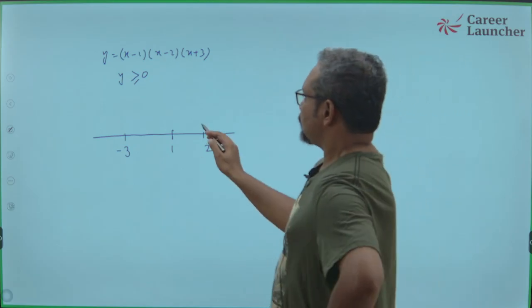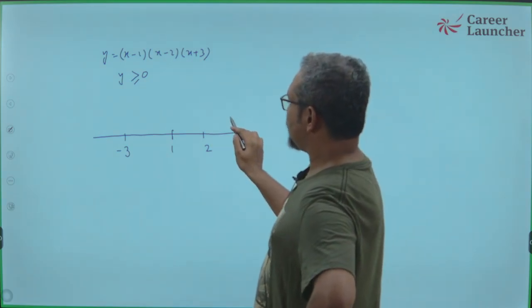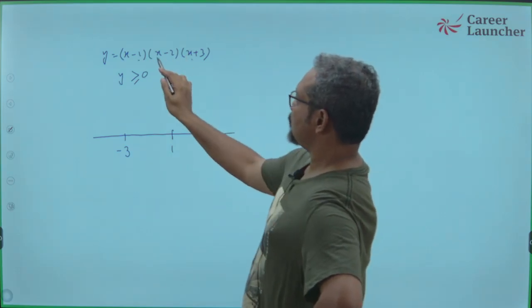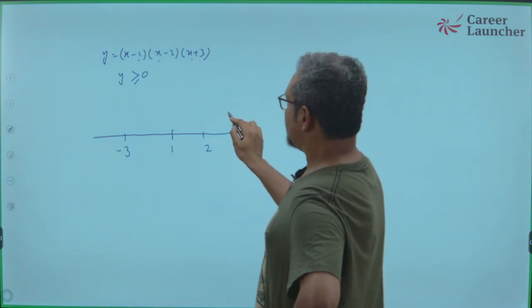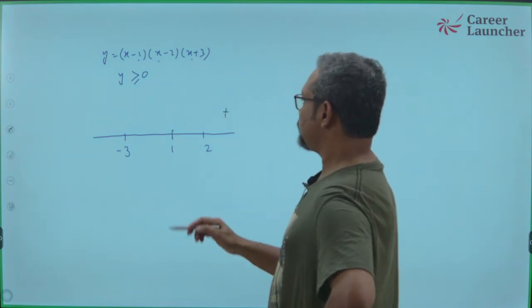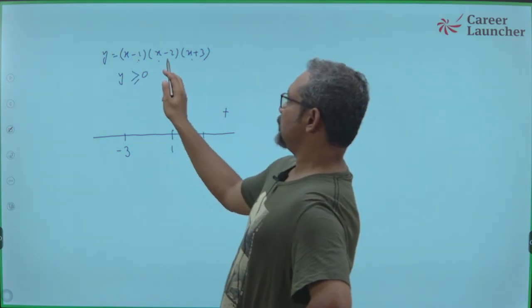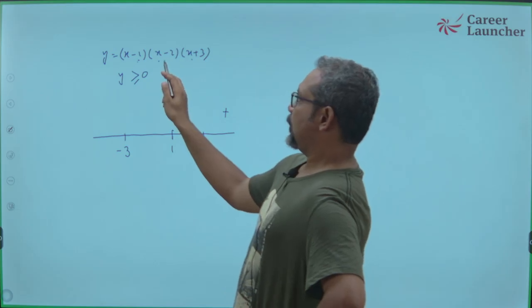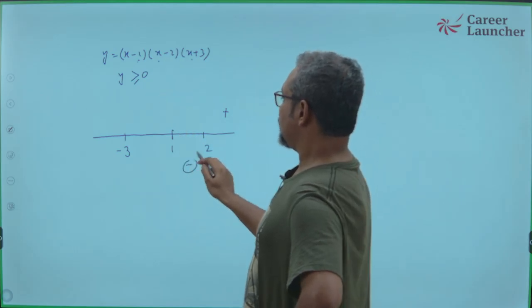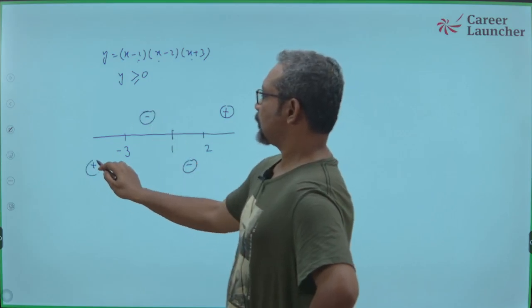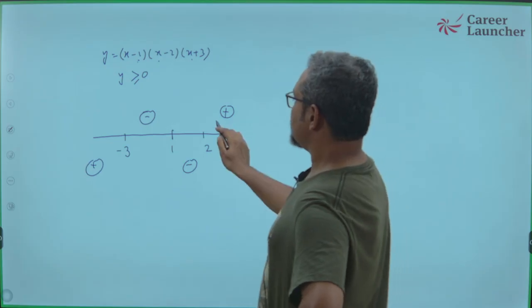Now, if I have a value of x which is greater than 2, all the terms are positive because the terms of x are also positive. So here the value of y is positive. Between 1 and 2, x minus 1 and x plus 3 will remain positive, but x minus 2 will change sign to a negative. So the product will become negative and this will keep on alternating like this, giving us a curve like this.